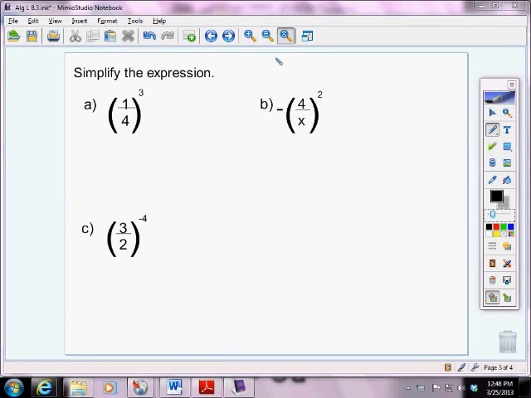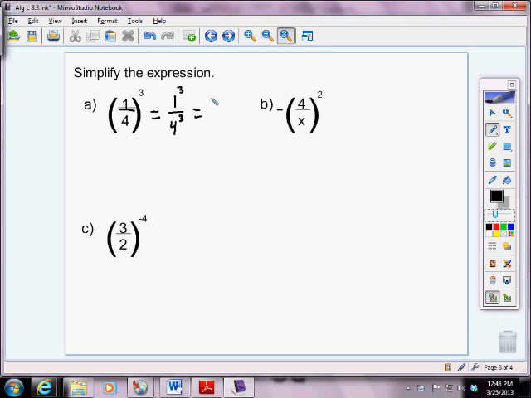Let's take a look at how we can use our power of a quotient property. This first part says 1/4, or 1 divided by 4, raised to the third power. Remember, that's like saying 1 to the third over 4 to the third.